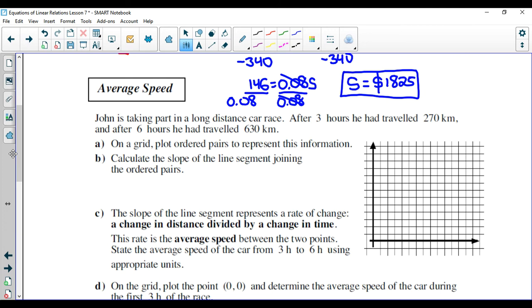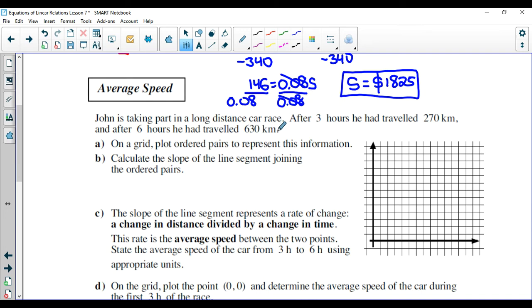Let's work with this in this problem. It says John is taking part in a long distance race. After 3 hours, he has traveled 270 kilometers. And after 6 hours, he has traveled 630 kilometers.